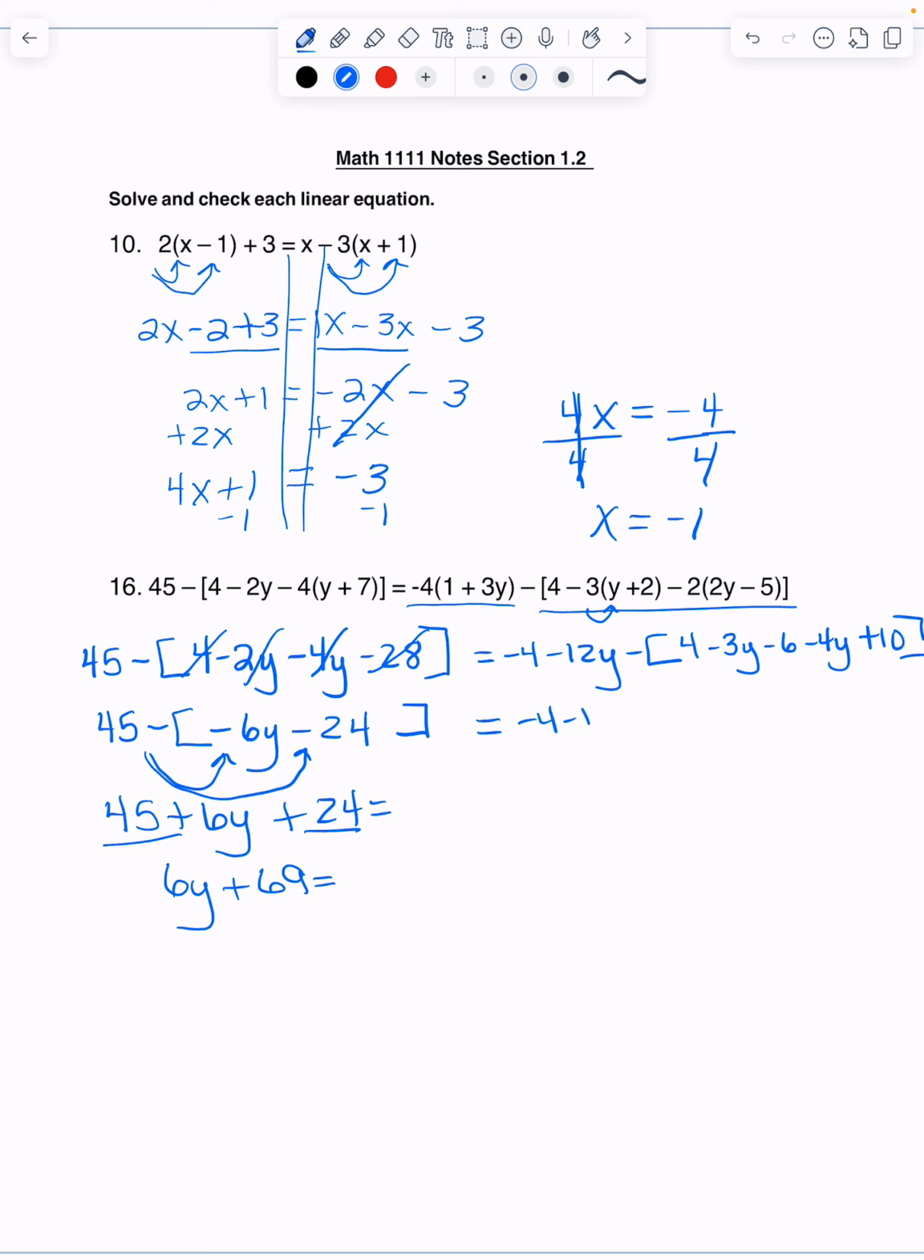So let's clean up our bracket a little bit. Negative 3y and negative 4y gives me negative 7y. And 4 and negative 6, if I add those, I get negative 2. Negative 2 plus 10, I get 8.